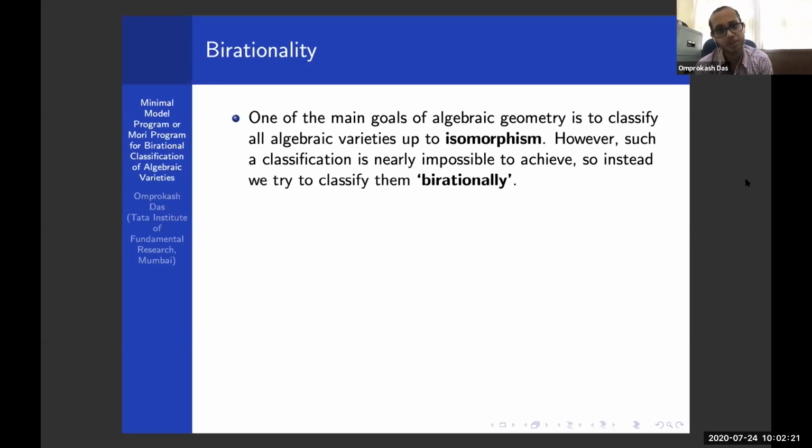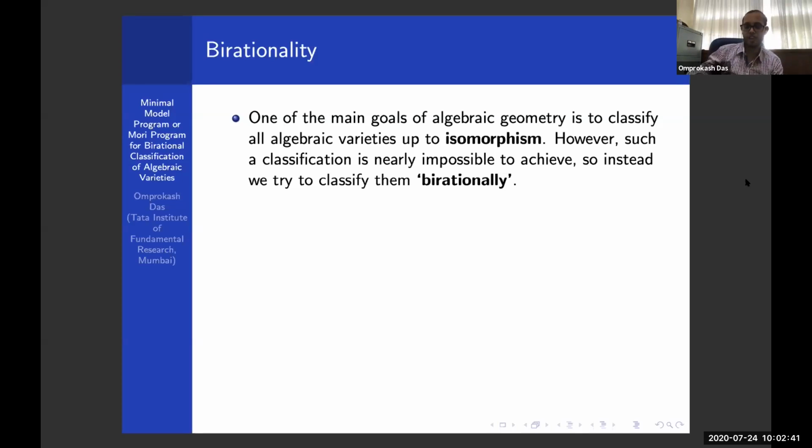Similarly here, in algebraic geometry, of course we would like to classify them in the best possible way, up to isomorphism. But of course, that is not possible. So you weaken the condition. There are several ways to do this weakening. One of the weakenings that works remarkably well is called birational classification.